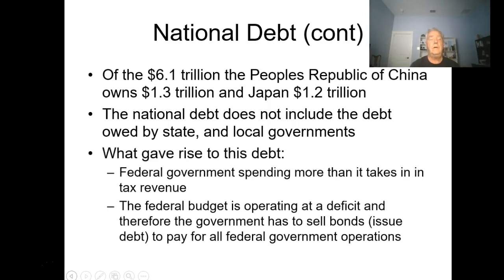So how come we have this debt? Well, we spend more than we take in, obviously. And we're operating at a deficit in all federal government operations. In my opinion, we could probably reduce government expenditures by 10 to 15% and not lay off a lot of people from the federal government. Remember, the federal, state, and local governments employ about 40% of the labor force. So 40% of the labor force works for the government.